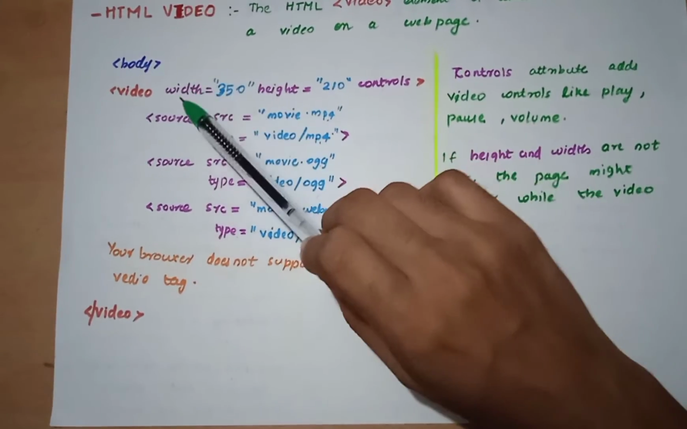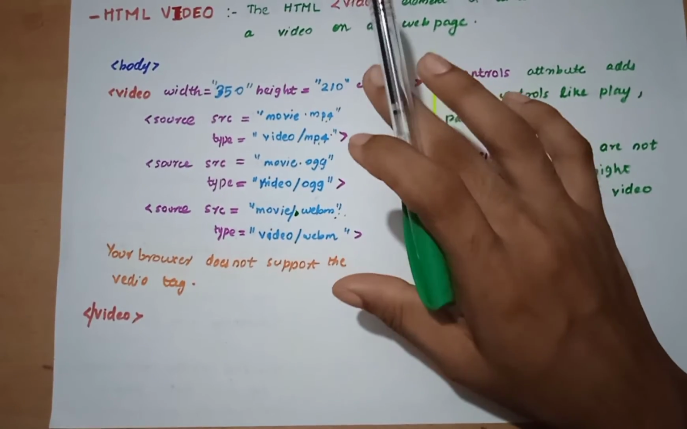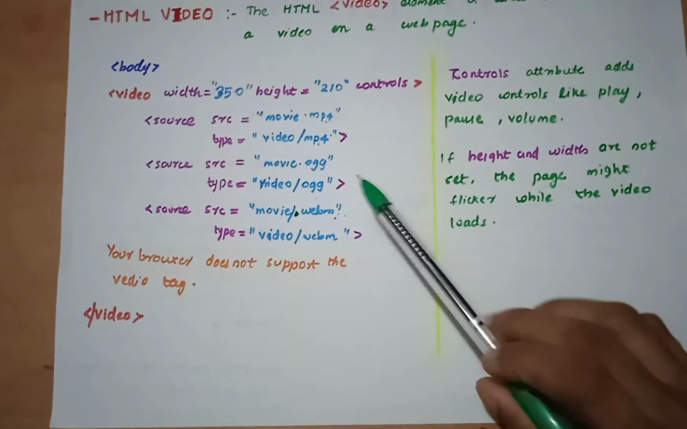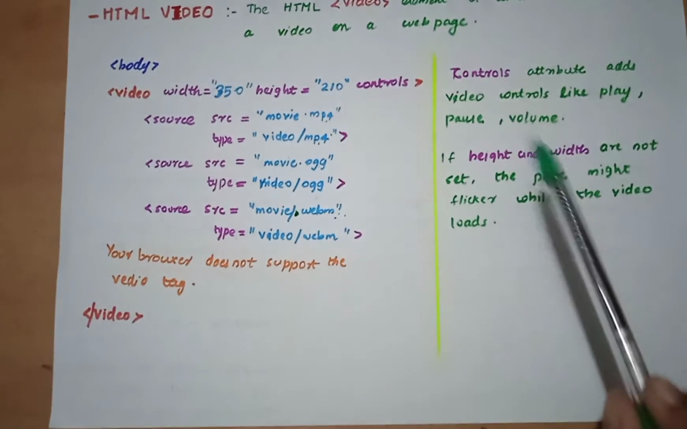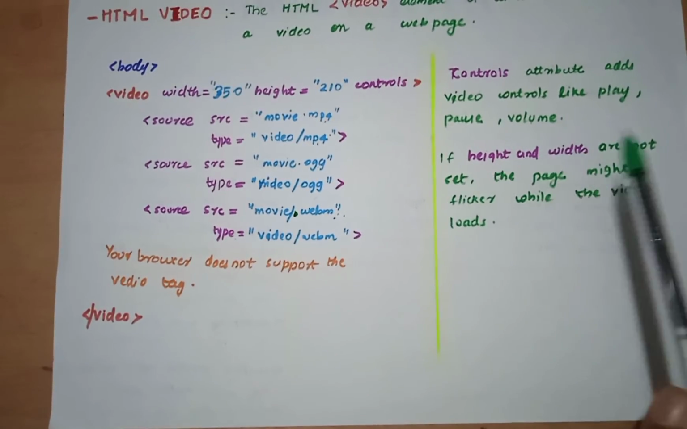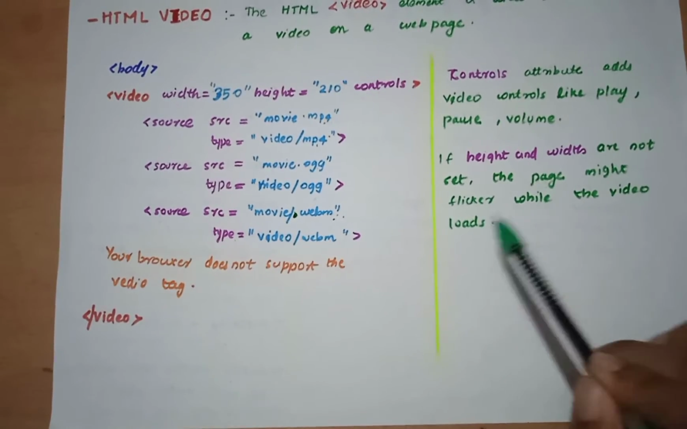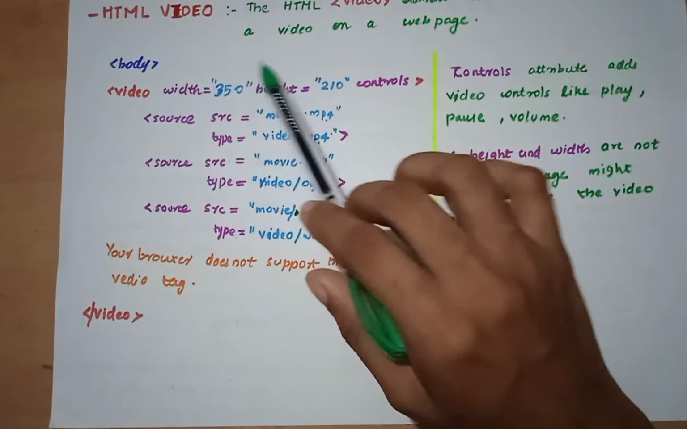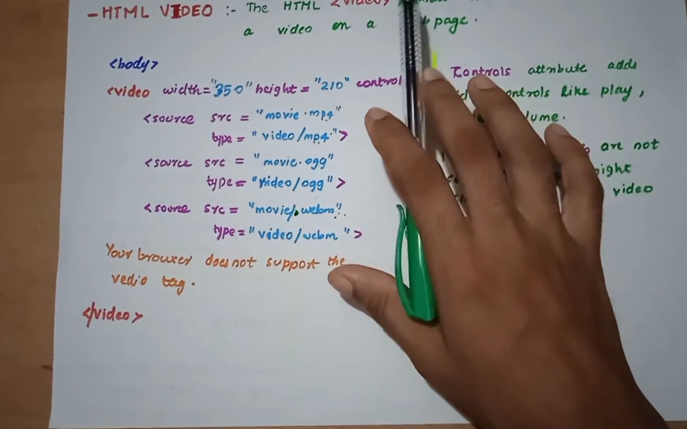What is the importance of height and width? Normally each video has a height and width, that we know, but if we don't specify them in our code, the page might flicker while the video loads. So it's good to mention the proper width and height of our video in our web page.